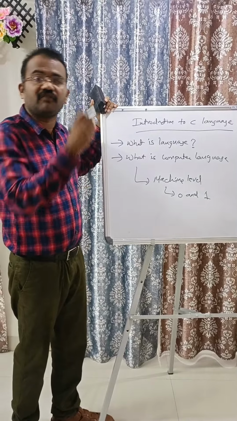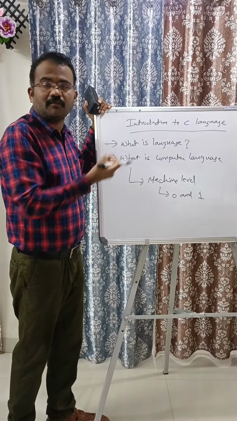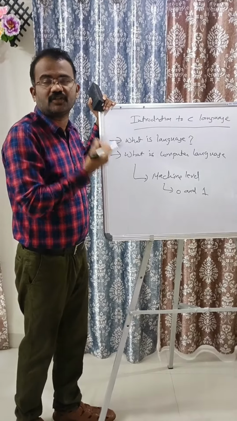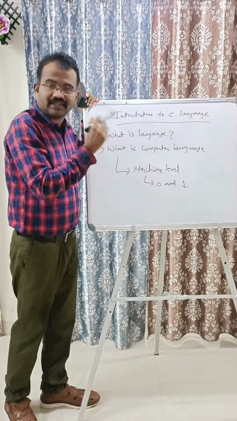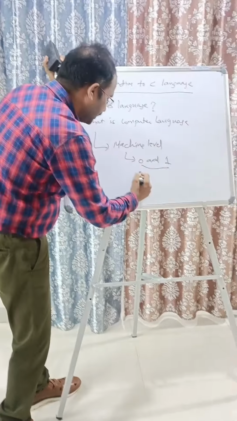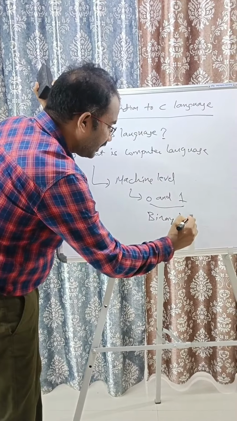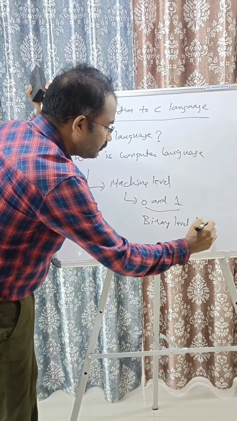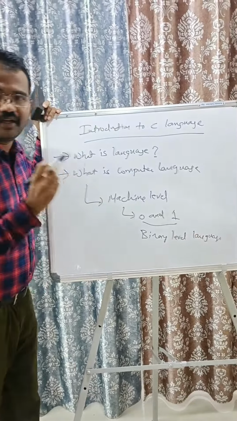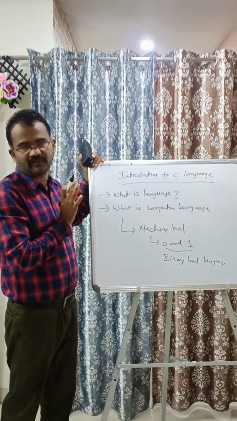So for every alphabetical character and numerical character, we have to use zeros and ones. That's why, since it uses 0 and 1, we call it binary level language. That means it has only two bits, 0 and 1. So that is binary level language.